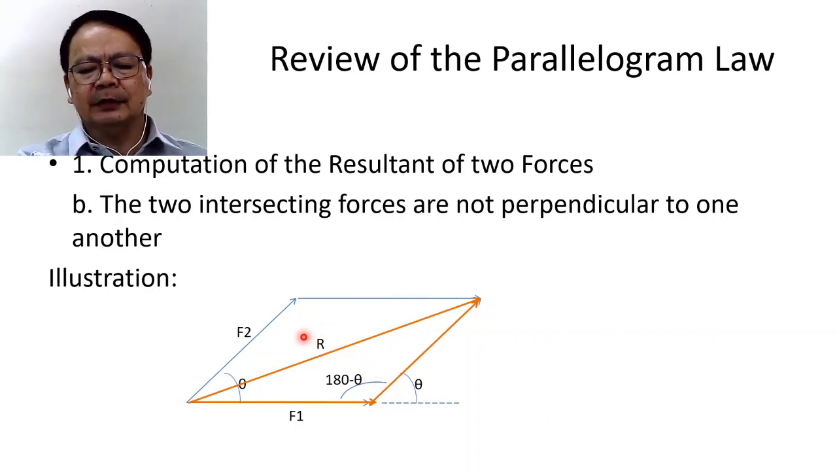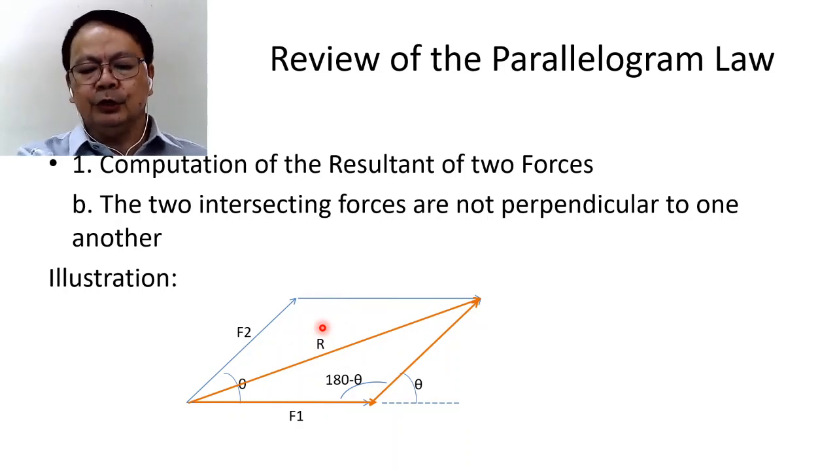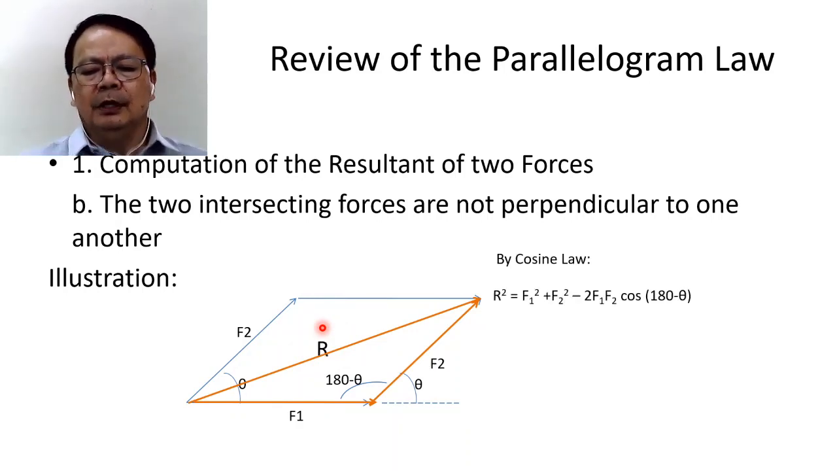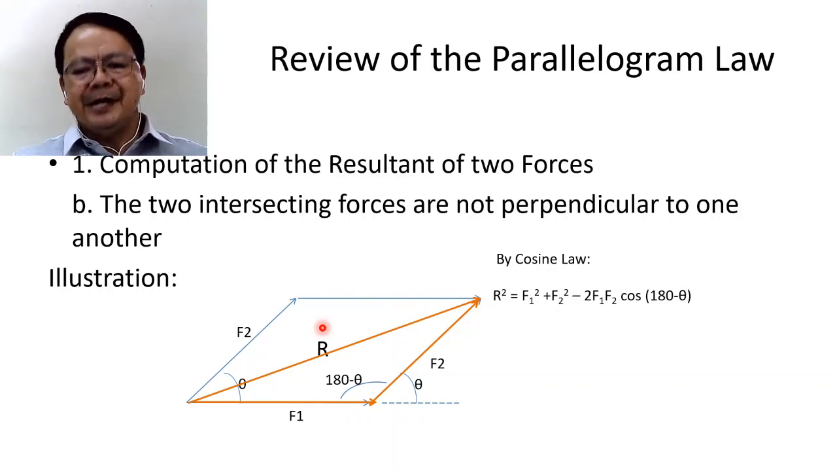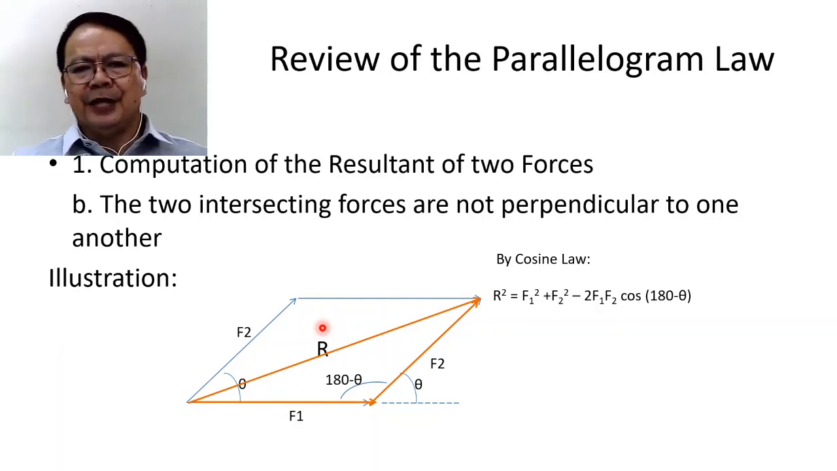The third side represented here by r sub 1 is not known, and therefore this third side can be computed using cosine law. That is, r square equals f sub 1 square plus f sub 2 square minus 2 times f sub 1 times f sub 2 times cosine of 180 minus theta. This is actually our definition of the cosine law, such that the square of the third side shall be equal to the sum of the square of the two sides minus twice the product of the two sides and the cosine of the angle between them.